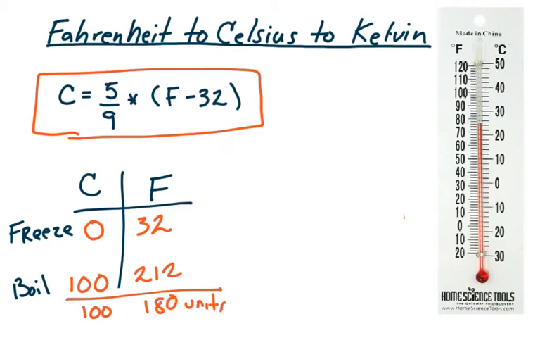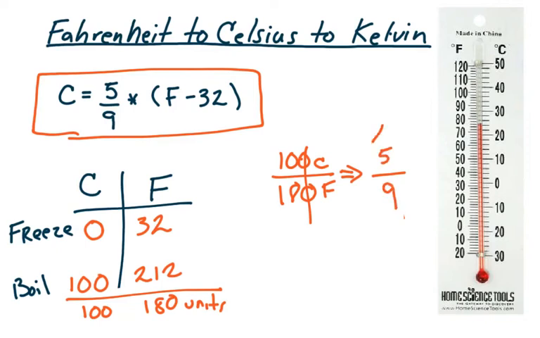So you might think, okay, well that's my conversion factor right here. 100 Celsius over 180 Fahrenheit. Well, it sort of is. If I reduce that, I'll take away the zeros, then divide by 2. You get 5/9, which can be seen in this conversion factor formula.